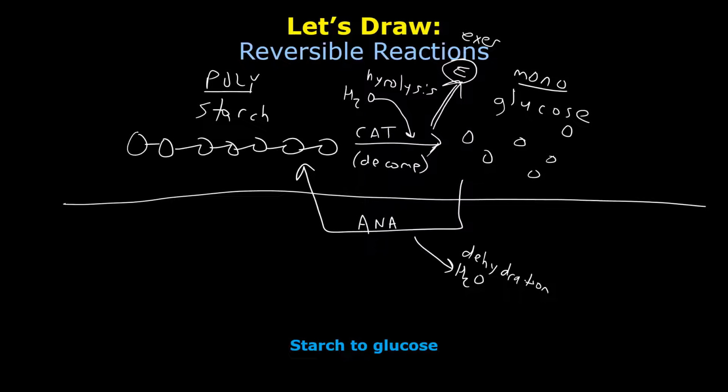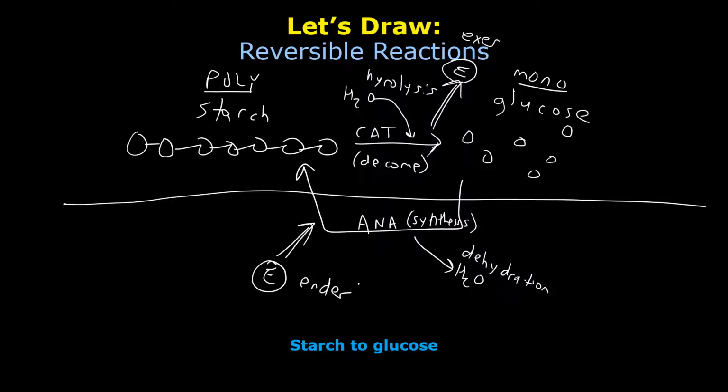reaction. And remember, I can add the word synthesis here too, because building reactions, anabolic reactions, are synthetic. So there's a dehydration synthesis reaction in which I'm pulling out water to create bonds. So I know if I'm creating bonds, I need to put energy into the system. This is an endergonic system. So there's an example of a reversible reaction using a specific example of starch going to glucose.